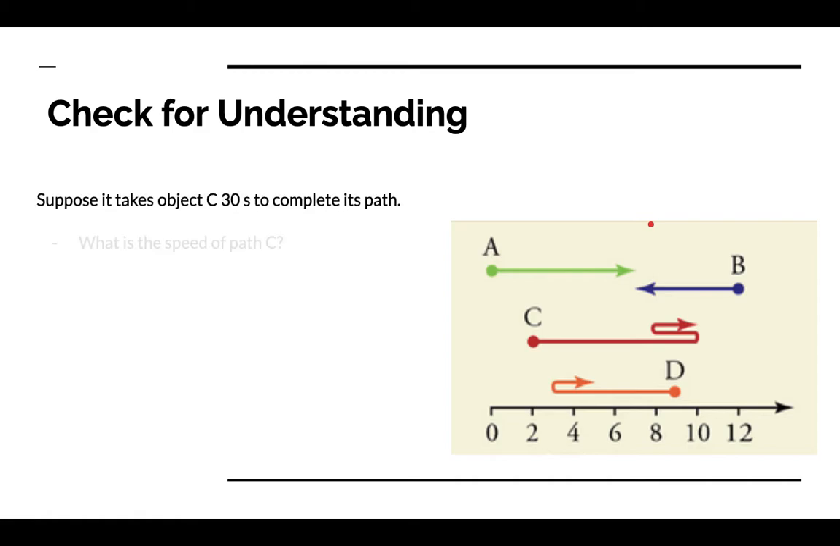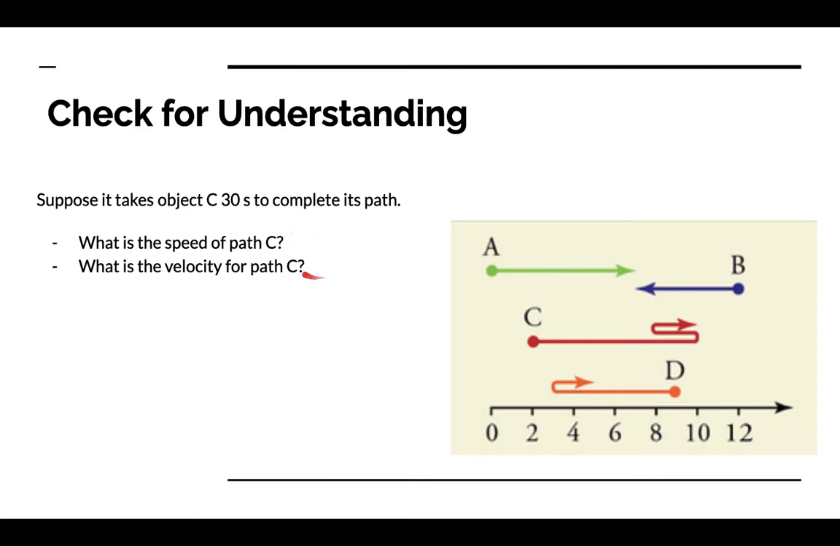So as a quick check for understanding, suppose that it takes object C 30 seconds to complete its path. What would be the speed of path C, and what would be the velocity of path C? So in this case, if we recall, speed is going to be distance divided by time, okay? The distance traveled for object C was 12 meters. So we're going to have a speed of 12 meters divided by 30 seconds, which is going to give you 0.4 meters per second for your speed.